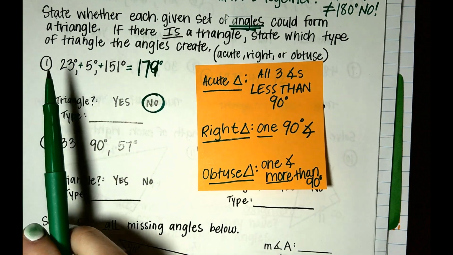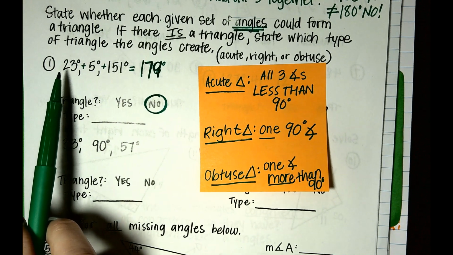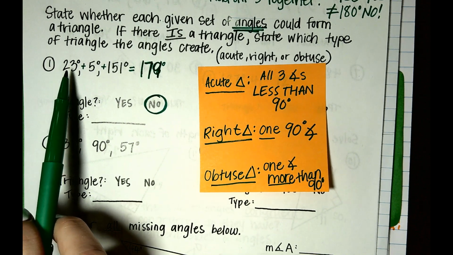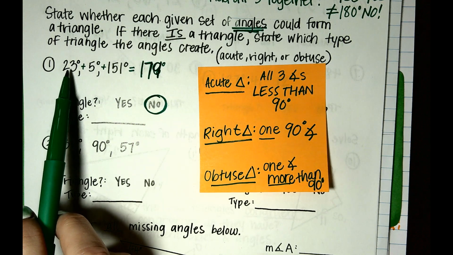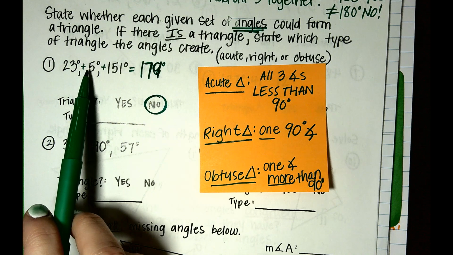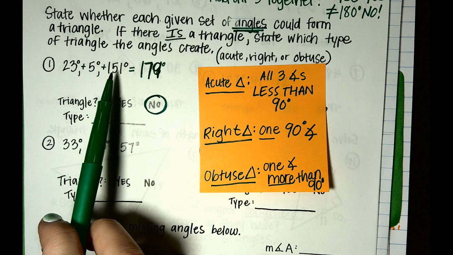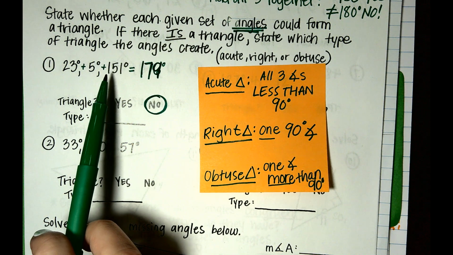So for number 1, let's look at our 3 angles. 23, is that acute, right, or obtuse? Just the 23. The 23 is acute. What about the 5? Acute. But now we have 151. What's that? More than 90. That's more than 90. It's obtuse.